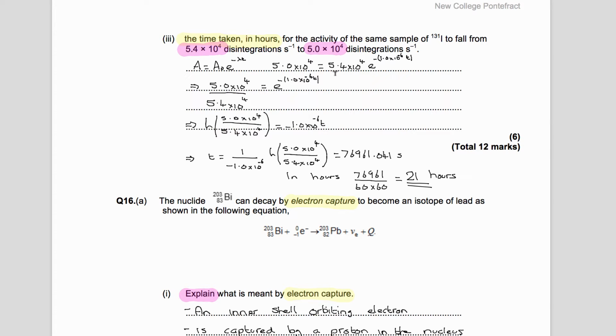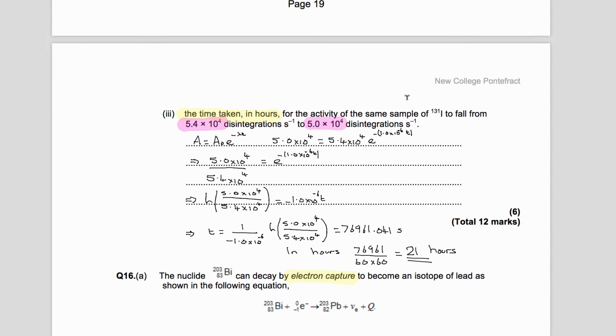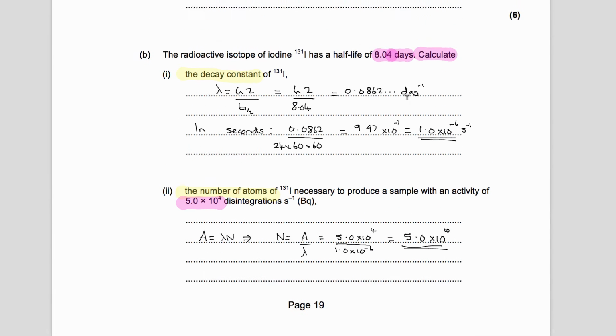This is the starting activity, the 5.4 times 10 to the 4, is equal to e to the minus this number, t. That was our decay constant in per seconds. So we're going to work out a value of t in seconds. Again, we rearrange this, we take natural logs, and in the end we end up with 76,961.04 etc. seconds. We want this in hours, so we divide the number of seconds by 60 times 60, because there are 60 seconds in a minute and 60 minutes in an hour, and that gives us 21 hours altogether.